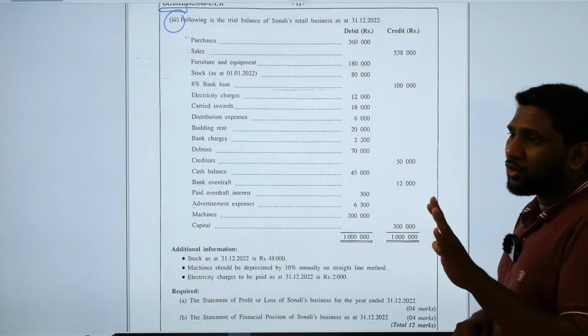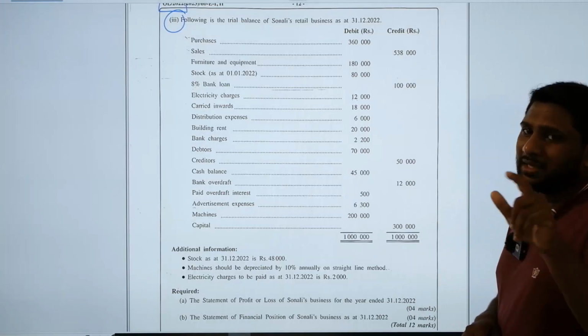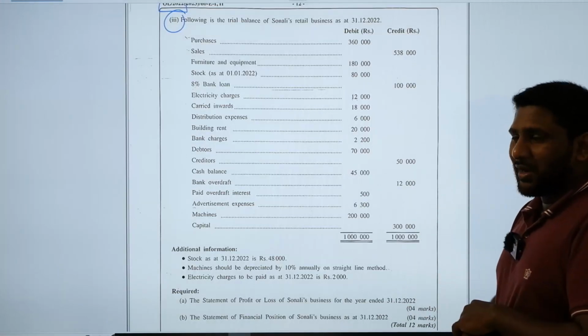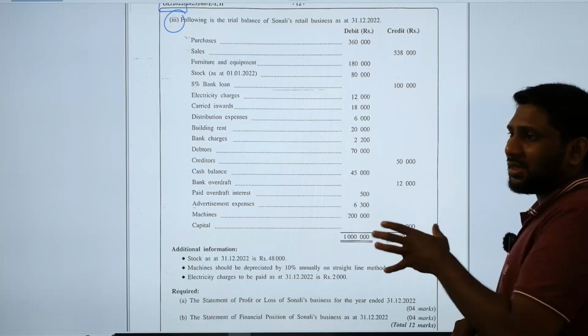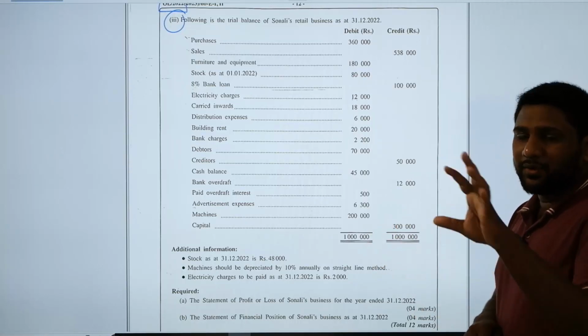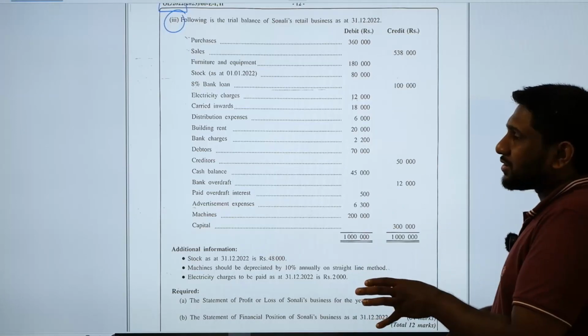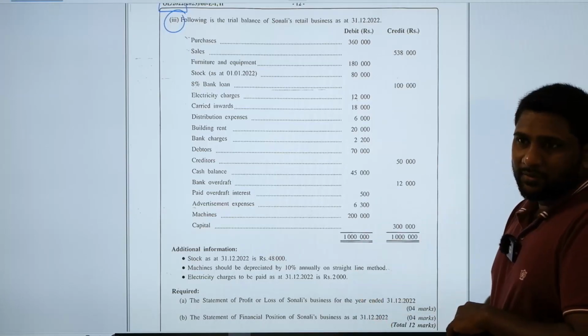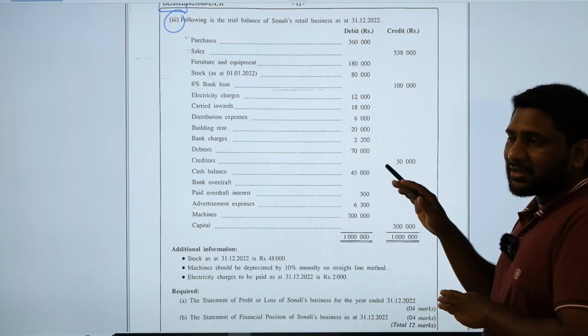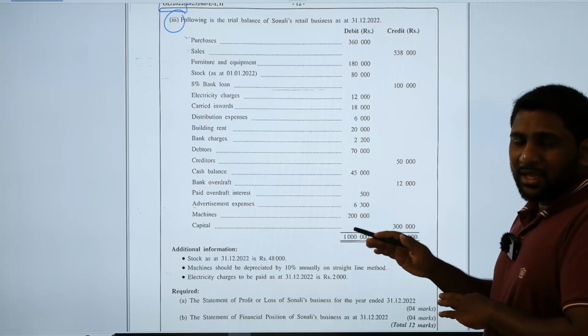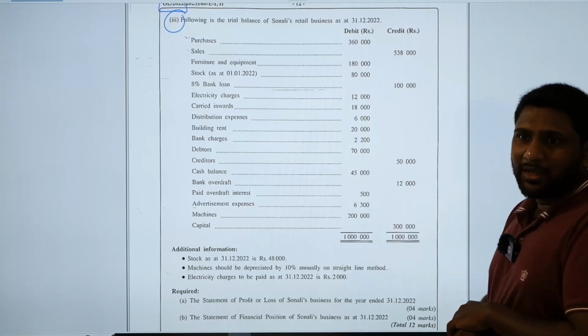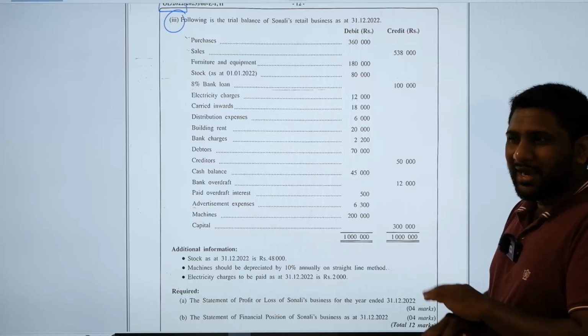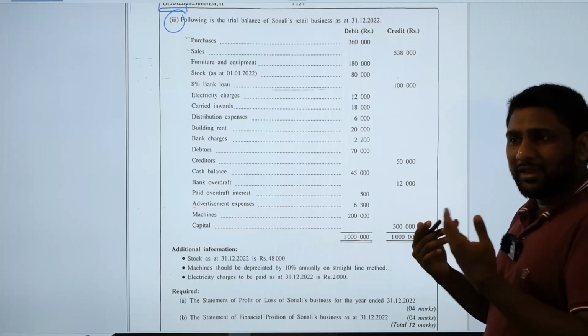Here, first I am going to do the pencil adjustments in the trial balance. What are these pencil adjustments? Whatever additional information they have given, except for the stock, I am going to do the adjustments in the trial balance itself. Once I am done with all the adjustments in the trial balance, only then will I go and prepare the income statement and the balance sheet. That is the method I normally teach students.